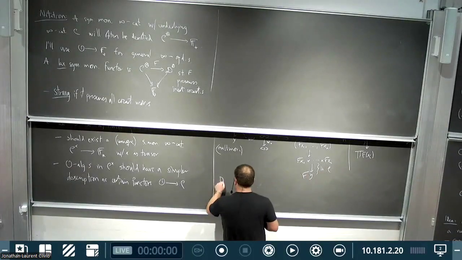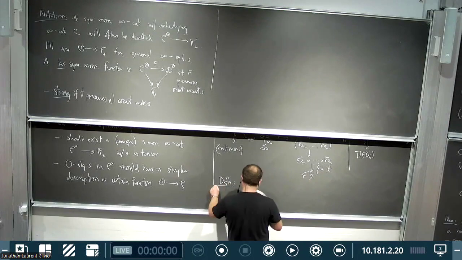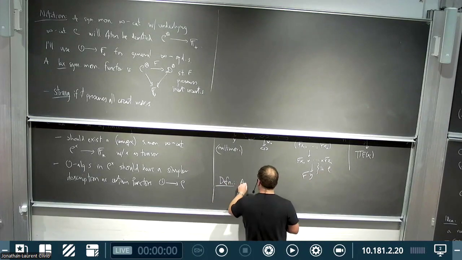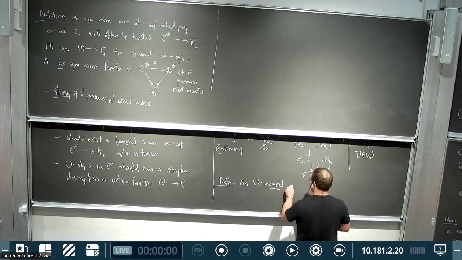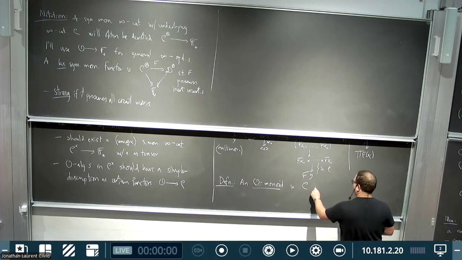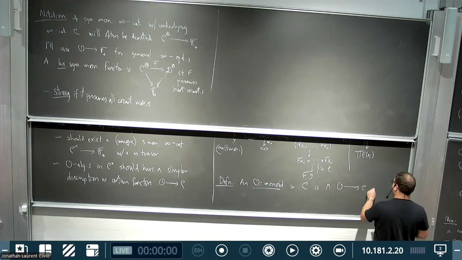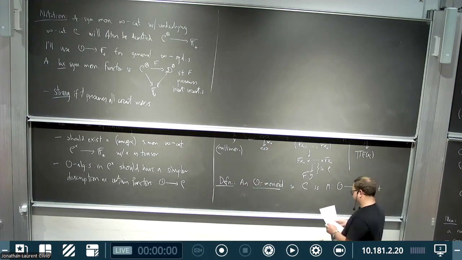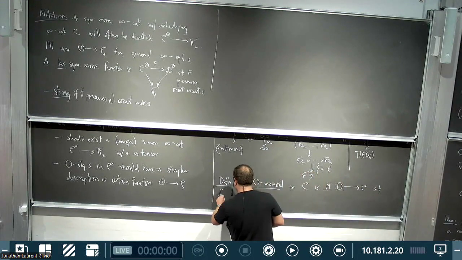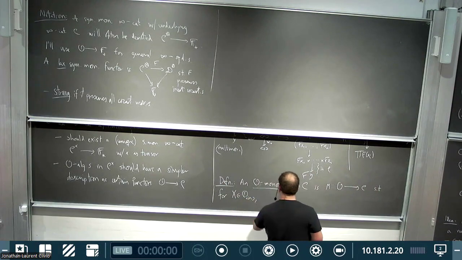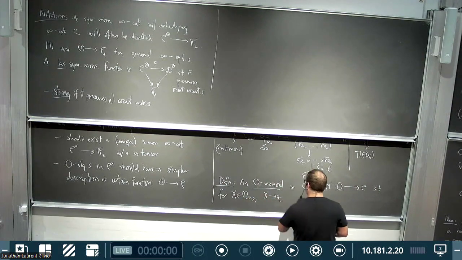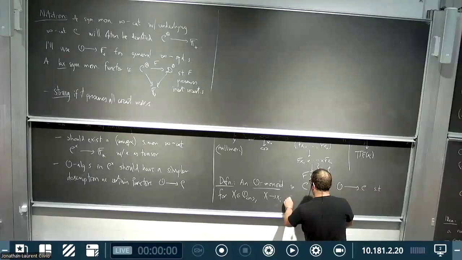And this is captured by the definition of an O monoid. So the O monoid in C is a function n from O to C, such that the union of x and O n, with x to xi, with the fusion of OI.